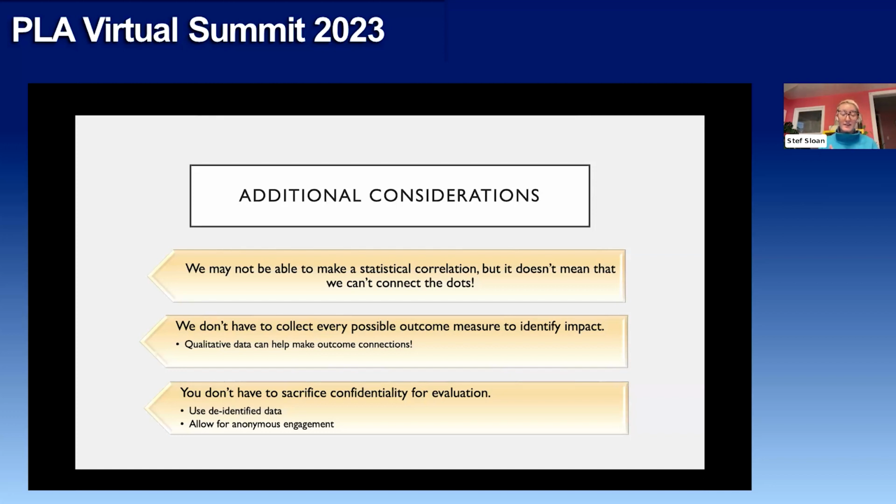And then, of course, you don't have to sacrifice confidentiality for evaluation. This is a big one that I get: we can't really do that because we don't want to sacrifice confidentiality. But the best news ever is I do a lot of work with de-identified data. And I'm able to work really successfully with legal partners to help them find approaches and methods for de-identifying that data and then getting me the data that doesn't have any personal information. And then also for my focus groups, I allow for anonymous engagement.